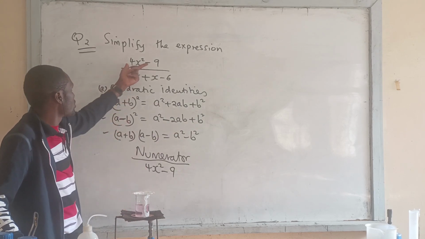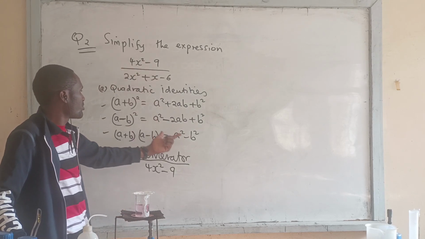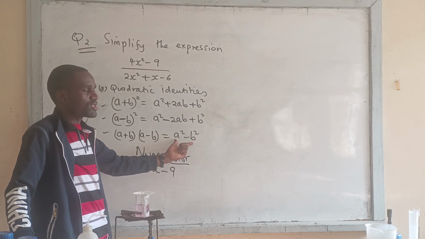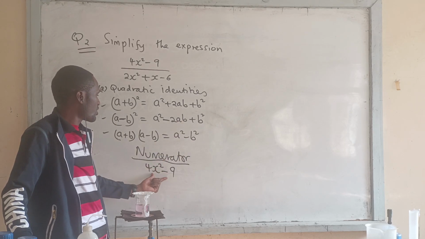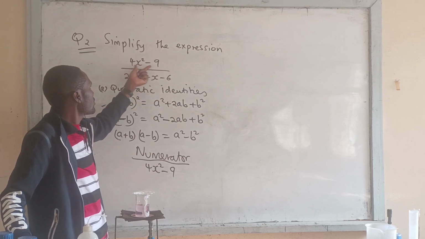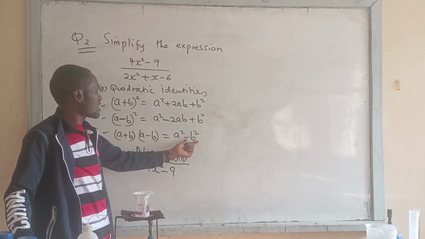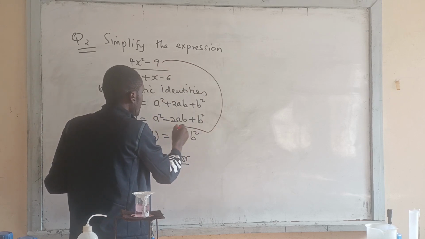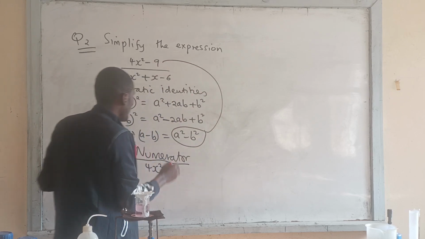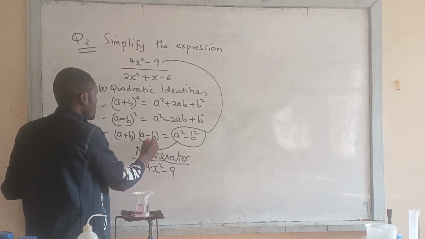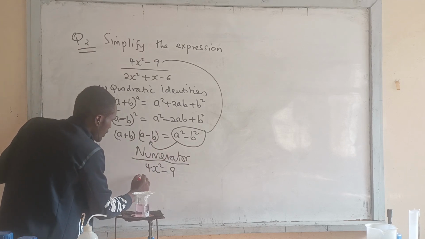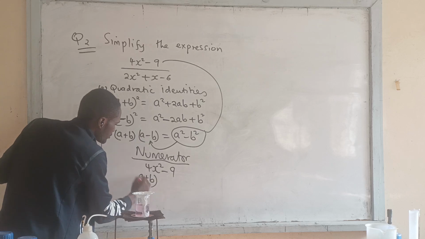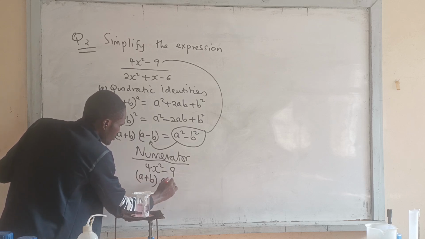So if you look at this numerator, you realize that it actually picks this form. So we're supposed to rewrite this expression. You see, the first term, the second term, the first term, the second term. So it picks this form, so you're supposed to write that and get this: a minus b, then a plus b.